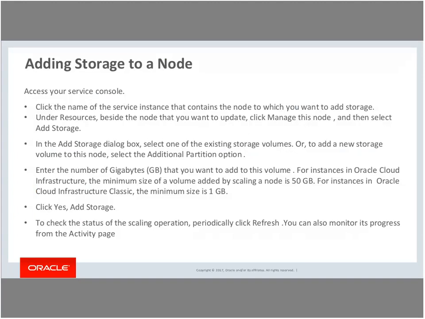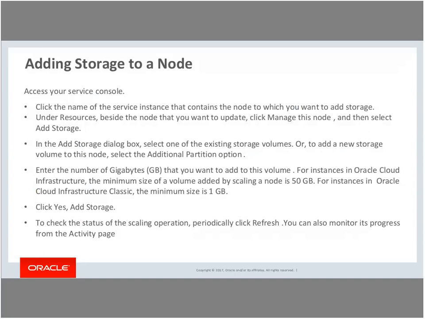Adding storage to a node, continuing with how we access and do that through the service console UI. We go to the service console UI, and click the name of the service instance that contains the node to which you want to add the storage. The dialog box will appear. Select one of the existing storage volumes, add a new storage volume to this node, or select the additional partition option if you want to have your custom storage volumes.